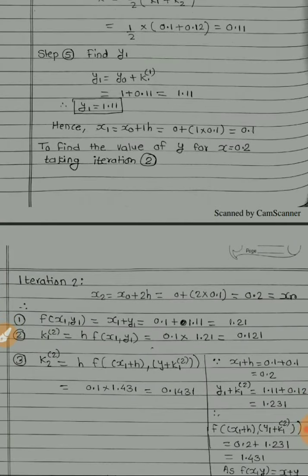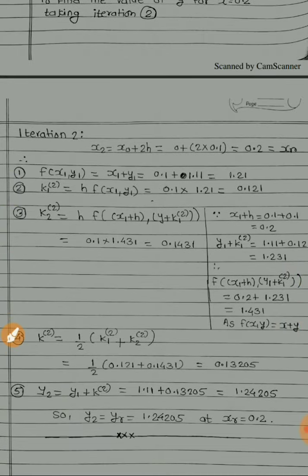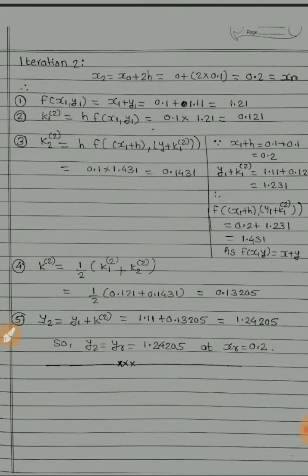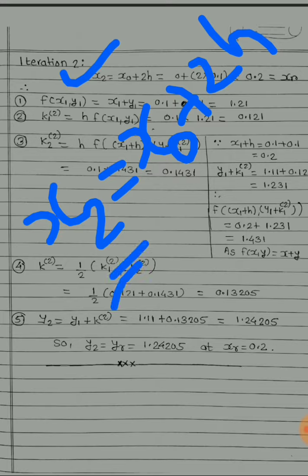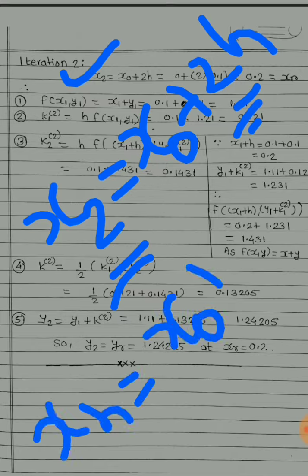Next, it is asked in the problem to find the value of y at x equals 0.2, and the number of steps we have is 2. So we need to take another iteration. When I take iteration 2, x2 is equal to x0 plus 2h, as n has become 2. Actually the formula is xn equals x0 plus nh. So the n value is 2 as we are in iteration 2, right?